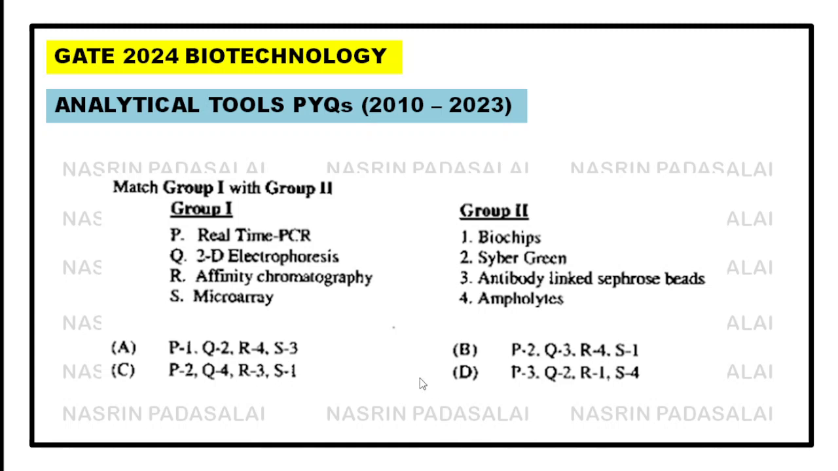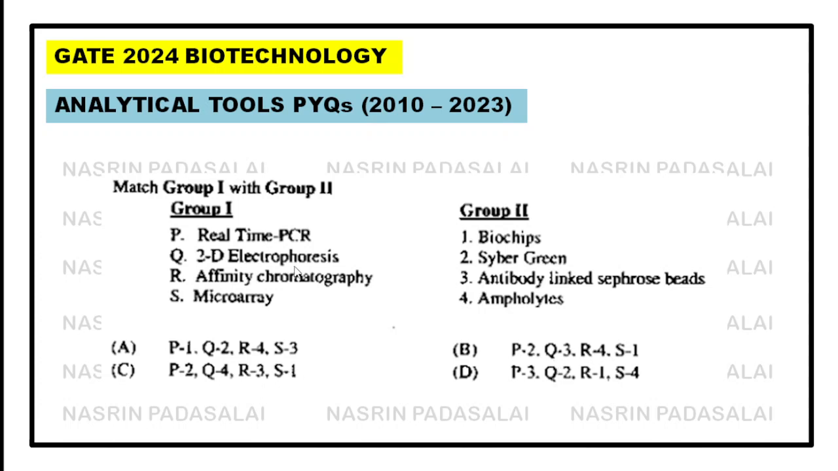So if you take this particular question, they had given the techniques and the important things that were employed in that particular technique. So first, in real-time PCR we will be employing SYBR Green, which is a cyanine dye that is used for staining your DNA. So in real-time PCR we will be using SYBR Green. So P is 2. So you can simply eliminate option A and option D. So you can consider option B and option C.